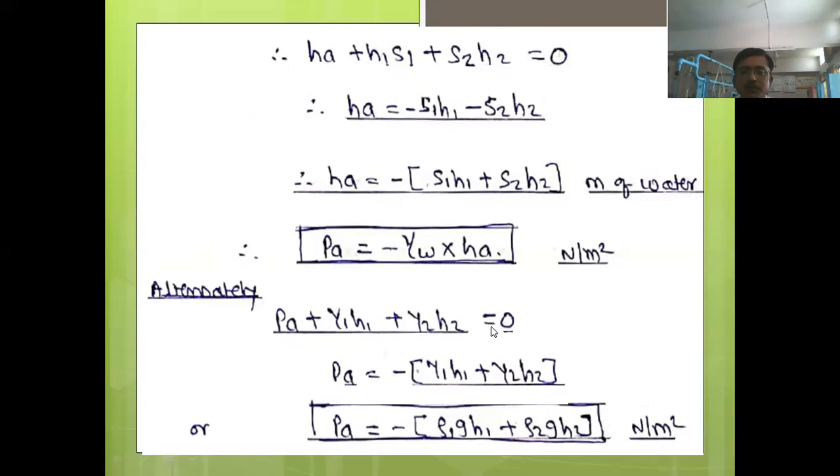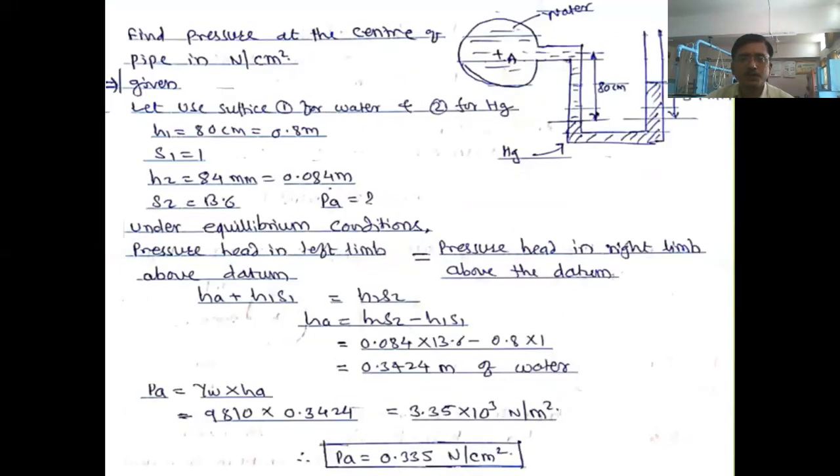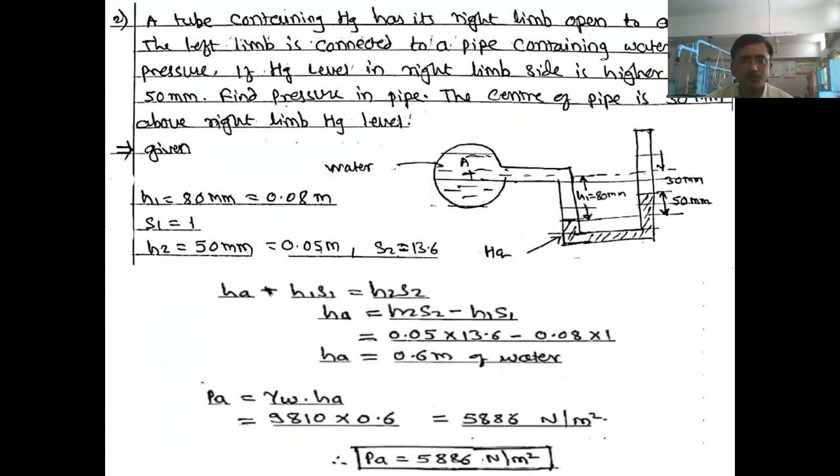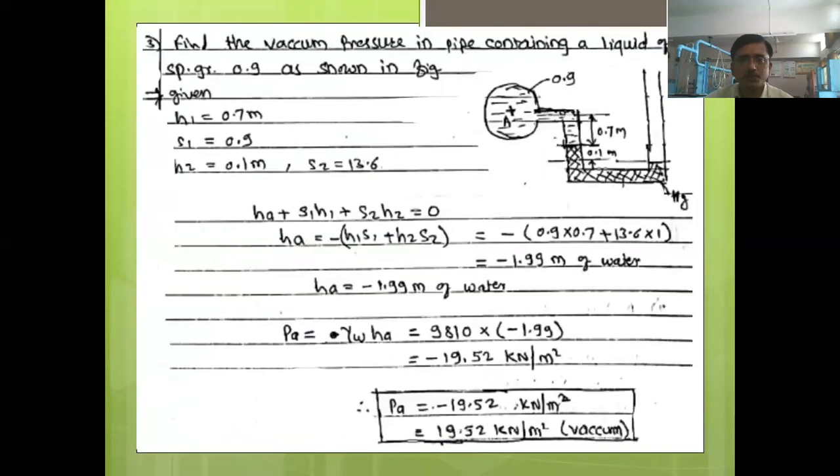So the basic fundamental behind deriving this equation is that under equilibrium condition, pressure intensity or pressure head above the datum is the same in both the limbs. That same fundamental concept we use everywhere to derive any equation for finding the pressure intensity or for solving problems. We solved this problem as well as this problem in yesterday's lecture. So let us move ahead to solve the next problem.